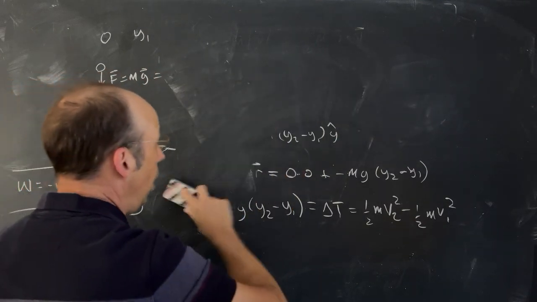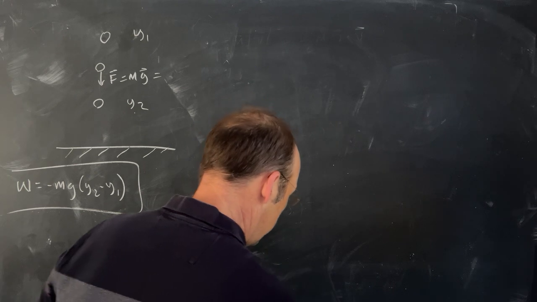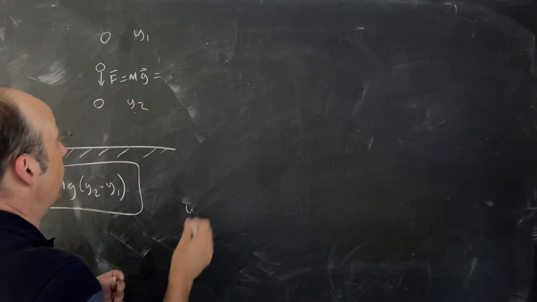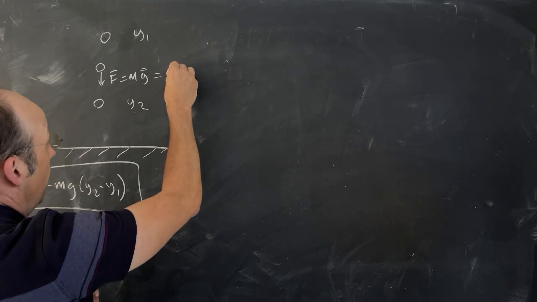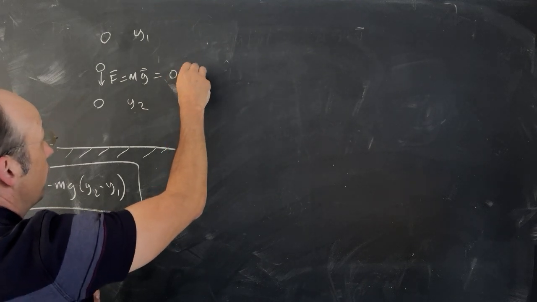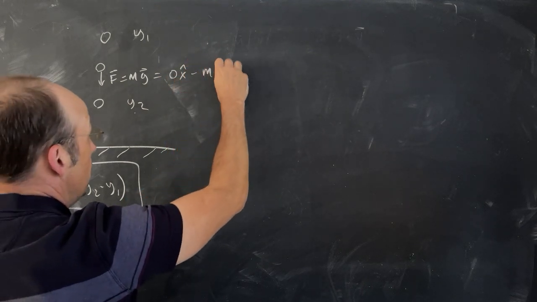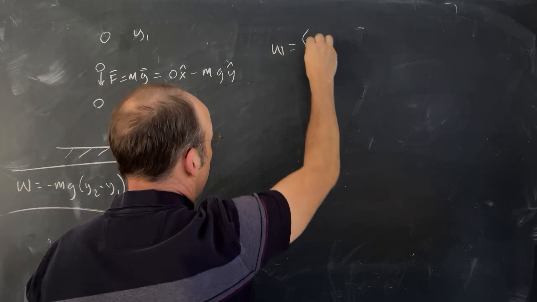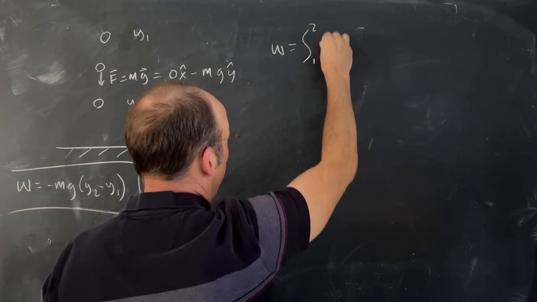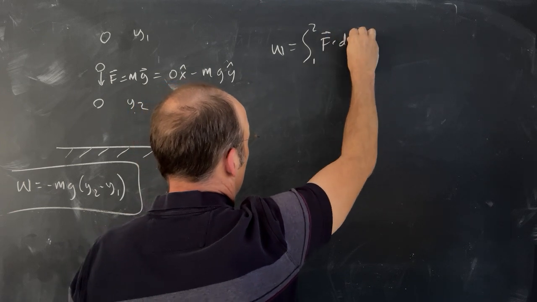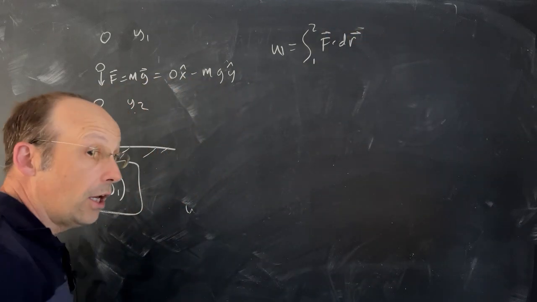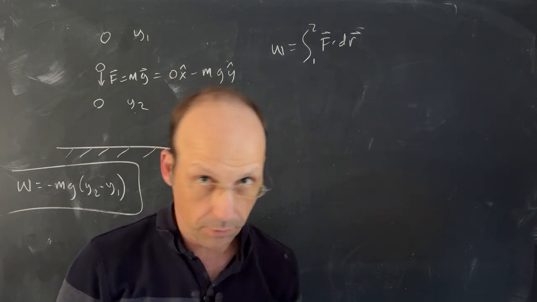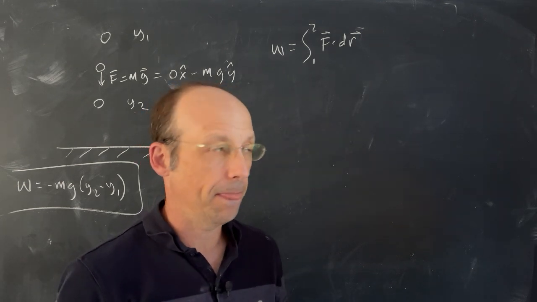Okay. Now let's just do it as an integral, just for practice. And we're going to do some more complicated integrals later. So again, the force is 0 x hat minus mg y hat. And I'm going to say the work is the integral from 1 to 2 of F dot dr. Now, here we have to be careful because I have made this mistake more than one time.